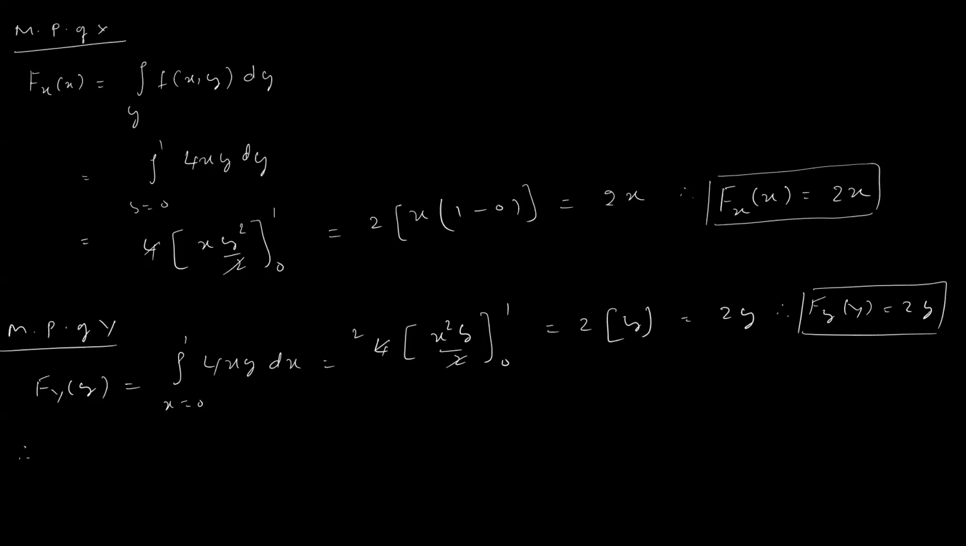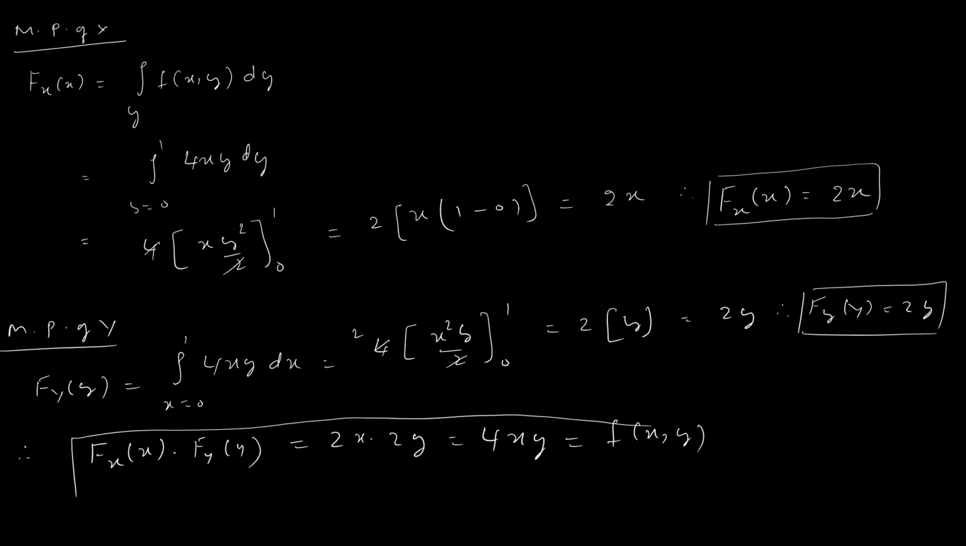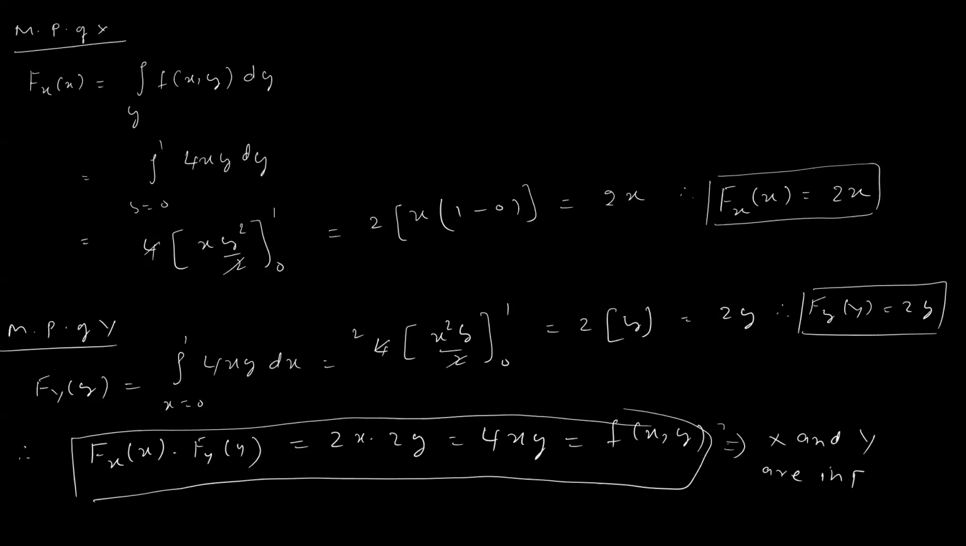So therefore, if you multiply fx of x and fy of y, these two marginal probability values, whatever you have got, I'm getting 4xy, which is equal to the given density function. So they are the same. So this implies x and y are independent.